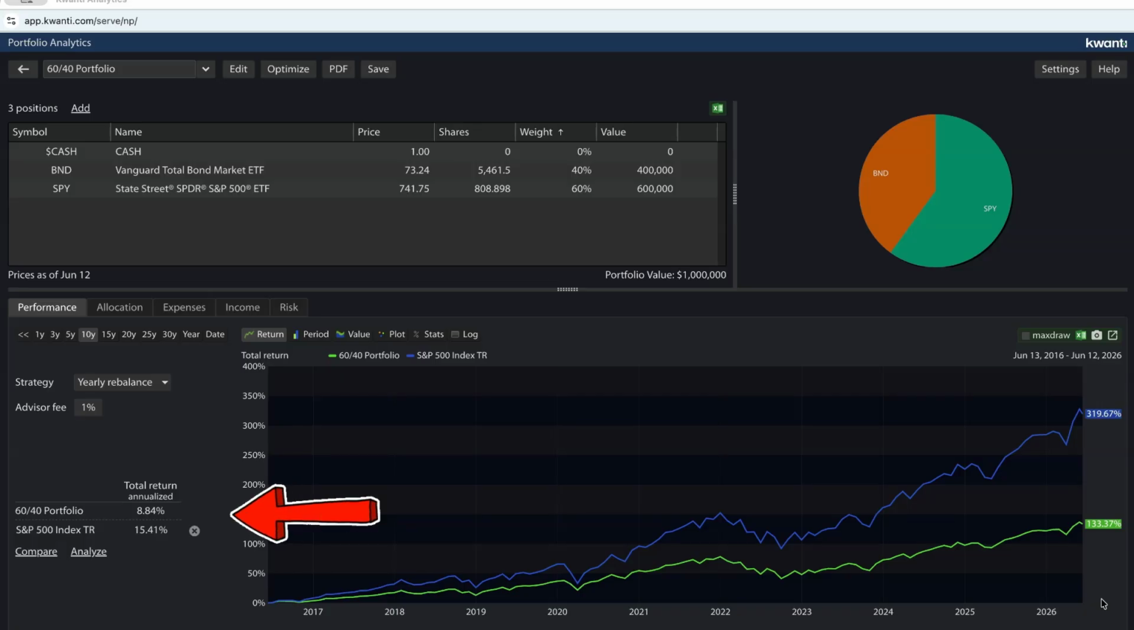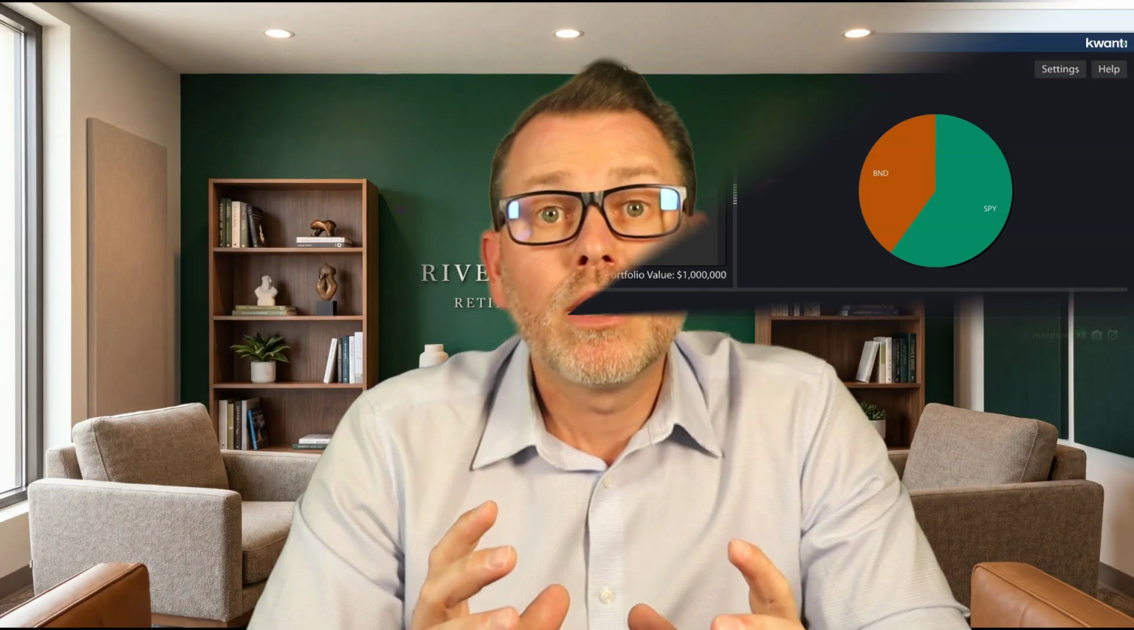The S&P in that same amount of time has averaged 15.41%. You can see on this graph, the blue line is the S&P, the green line is your 60-40 portfolio. Over those 10 years, the S&P has gained 319% as opposed to the 60-40 portfolio bringing in 113% in growth. And that's normal, right? We have bonds in that 60-40 portfolio. It's probably not going to be expected to grow as much as the market. So nothing crazy here.